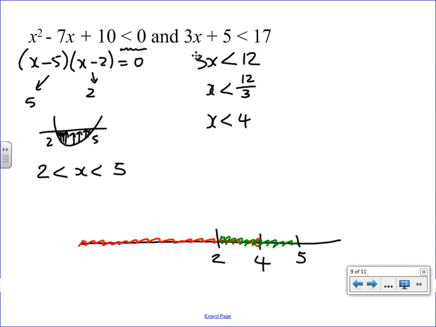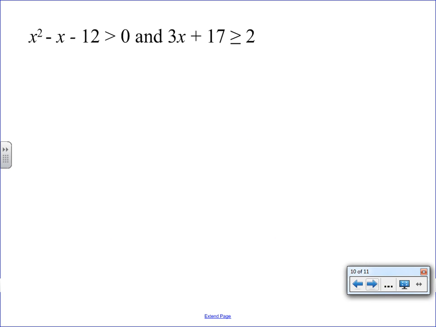So where have we done both? In there. How would you describe that? We can't be 2, and we can't be 4, but it's only one section. Yeah, I agree with that. Brilliant. Last one.